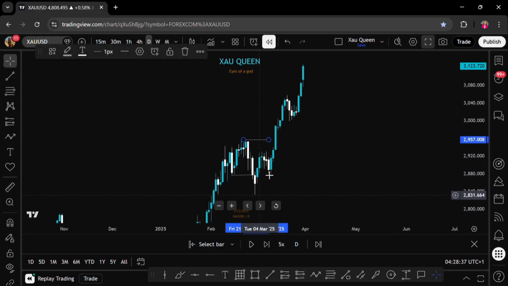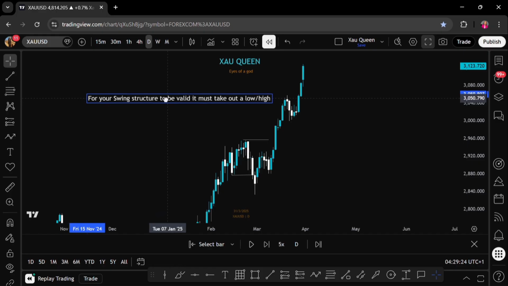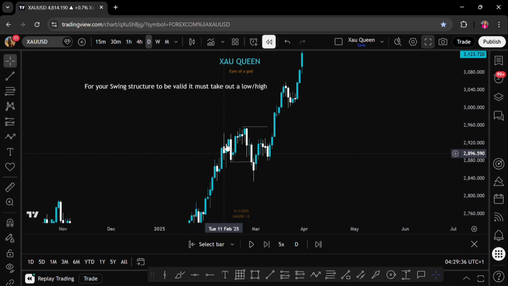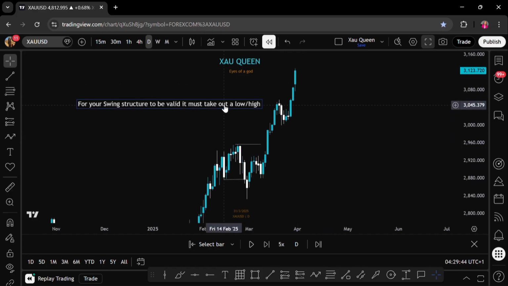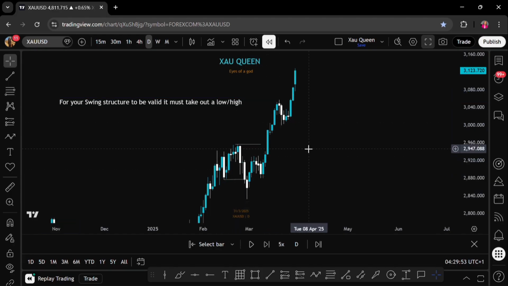So this here is our swing low. This is our swing high. Remember, for your swing structure, let me write it out. These are some of the criteria for picking a valid swing structure. For your swing structure to be valid, it must take out a high or low: a high if you are selling and a low if you are buying. We can see that price took out this low, and it even swept this one too, which makes our swing structure very valid. Now, this is a swing structure. But do you know that inside these swing structures, there are substructures? Let's go down to the 1 hour so that you see what I'm saying.